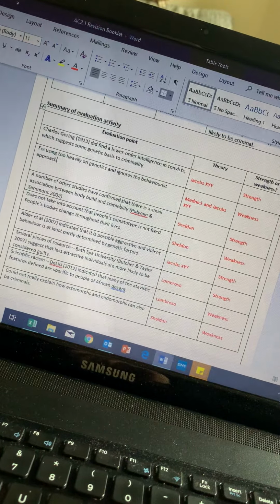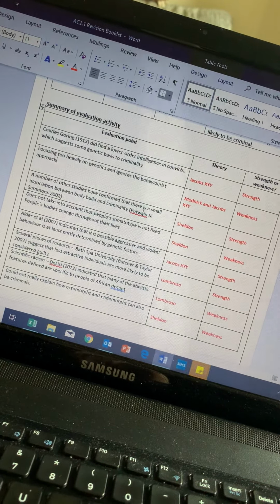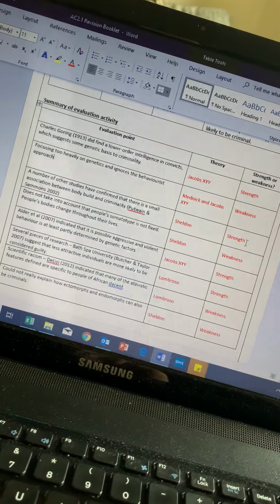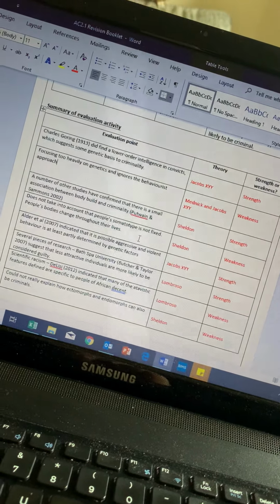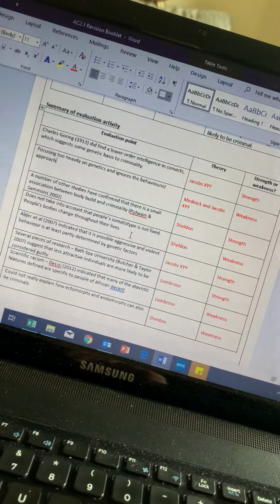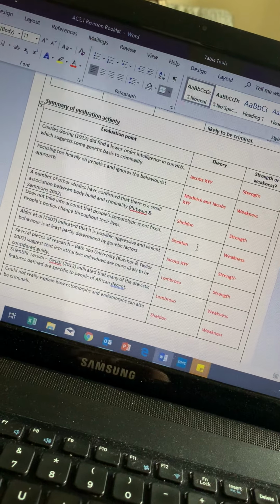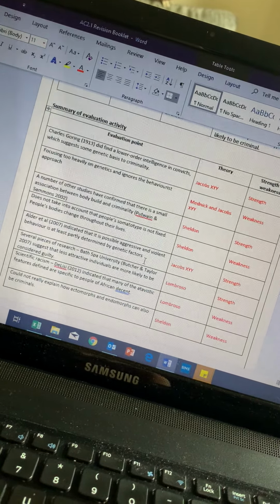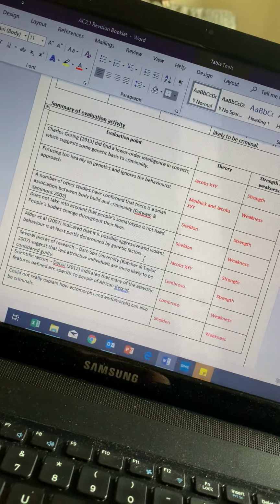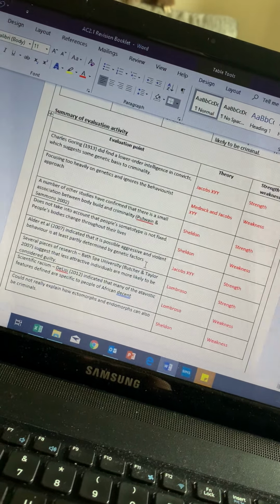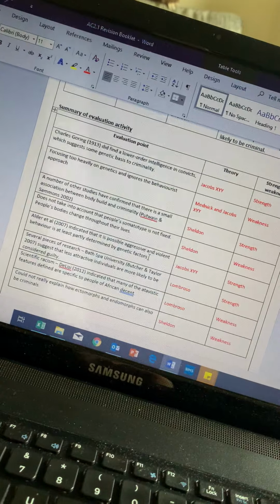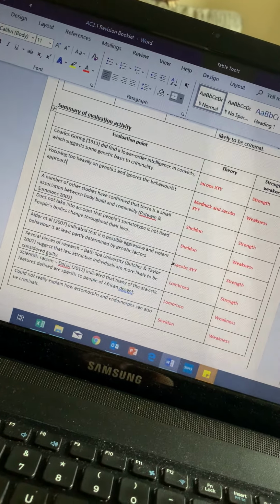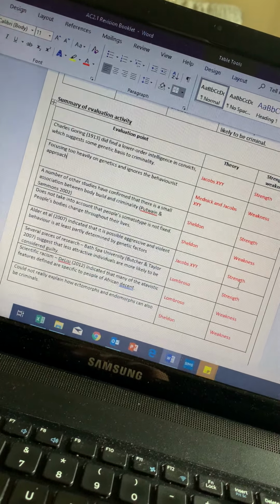Number of studies that have confirmed there is a small association between bodybuilding and criminality. Obviously Sheldon, and that would be a strength. Does not take into account that people's somatype is not fixed, so that it changes, so that would be Sheldon, and then a weakness. Alder et al. indicated possible aggressive and violent behaviour is at least partly determined by genetic factors. So aggressive, violent, Jacob's XYY, and then that would be a strength.